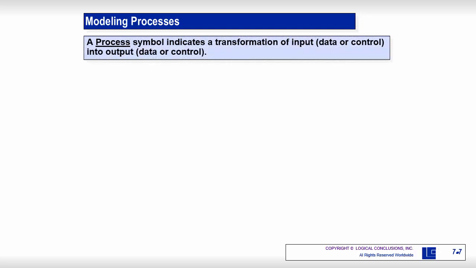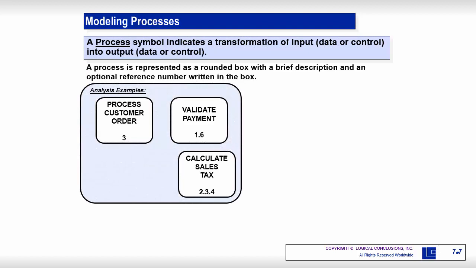Now, the second most important things on a data flow diagram are the processes. I have a general rule I say in my analysis seminars. Data is processed, and process needs data, at least in business systems. So a good analysis flow model shows both. A process symbol indicates a transformation of input, data or control, into output, data or control. A process is represented as a rounded box with a brief process description and an optional reference number written in the box.